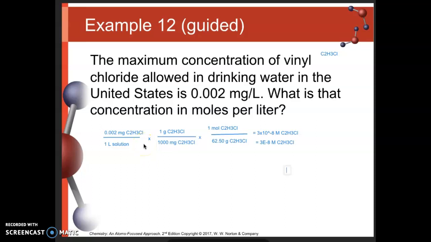Now, you'll see a problem very similar to this on your quiz, where you'll be asked to convert between molarity and percent by mass. And so I will feature a problem like that in a future video, but that's all for this particular video.